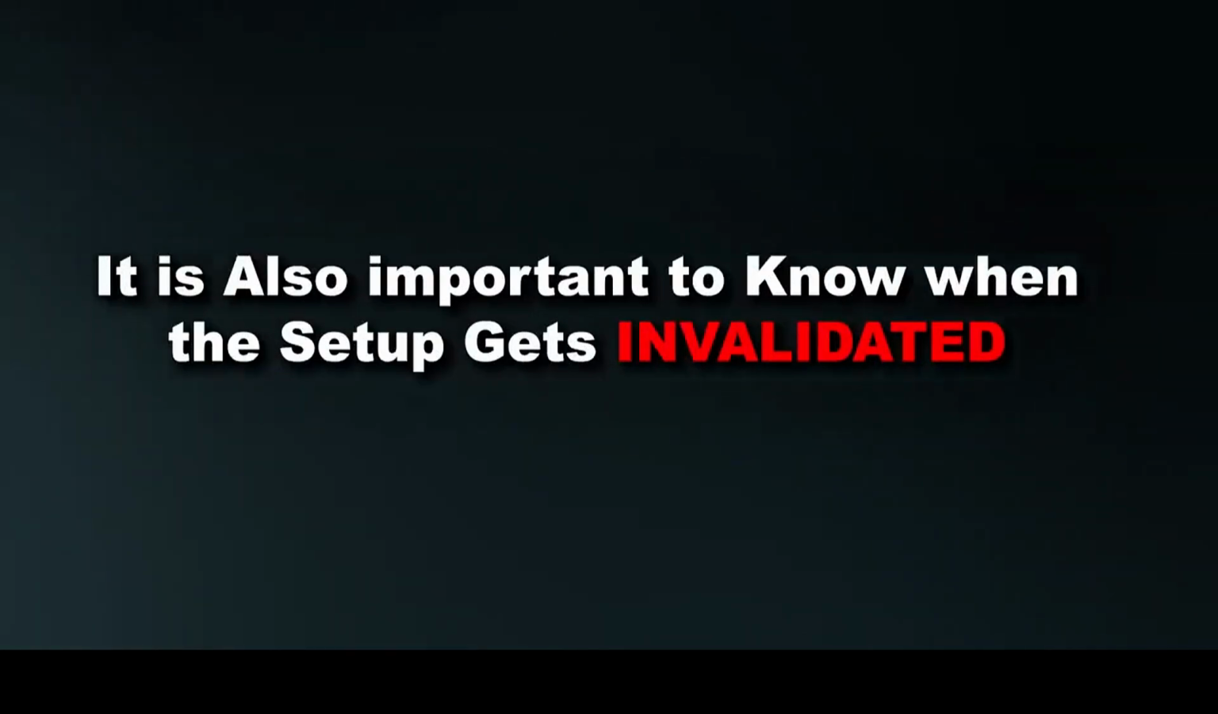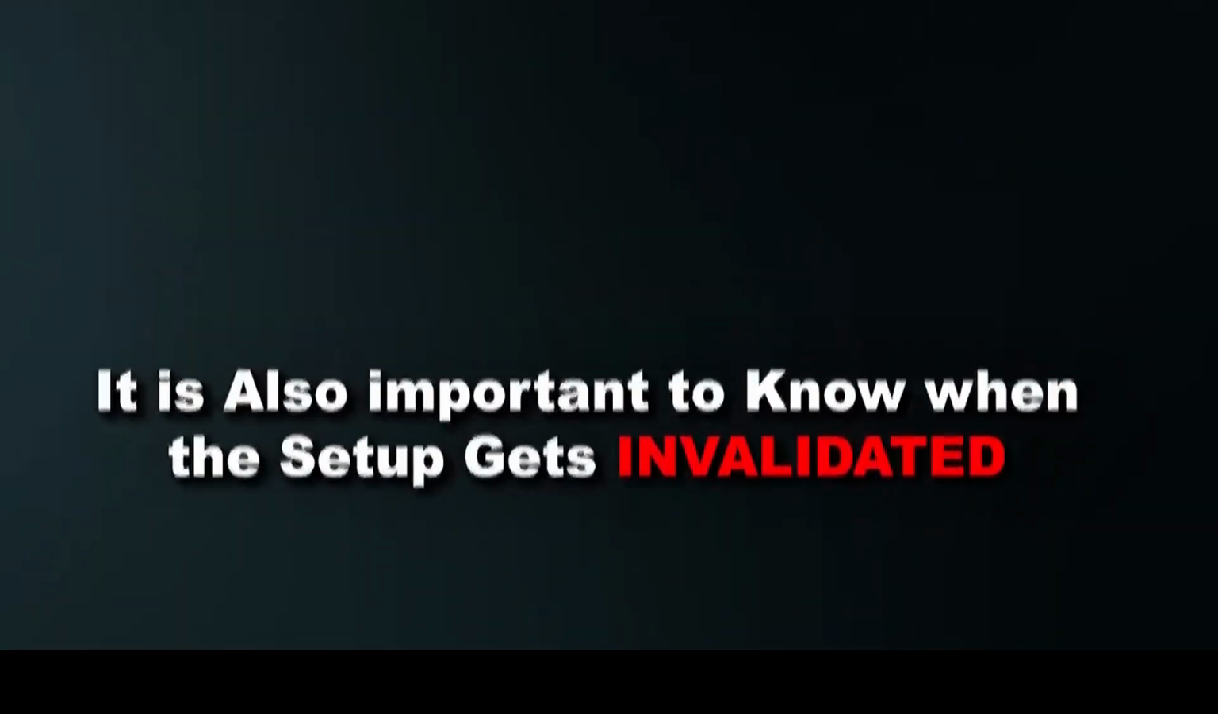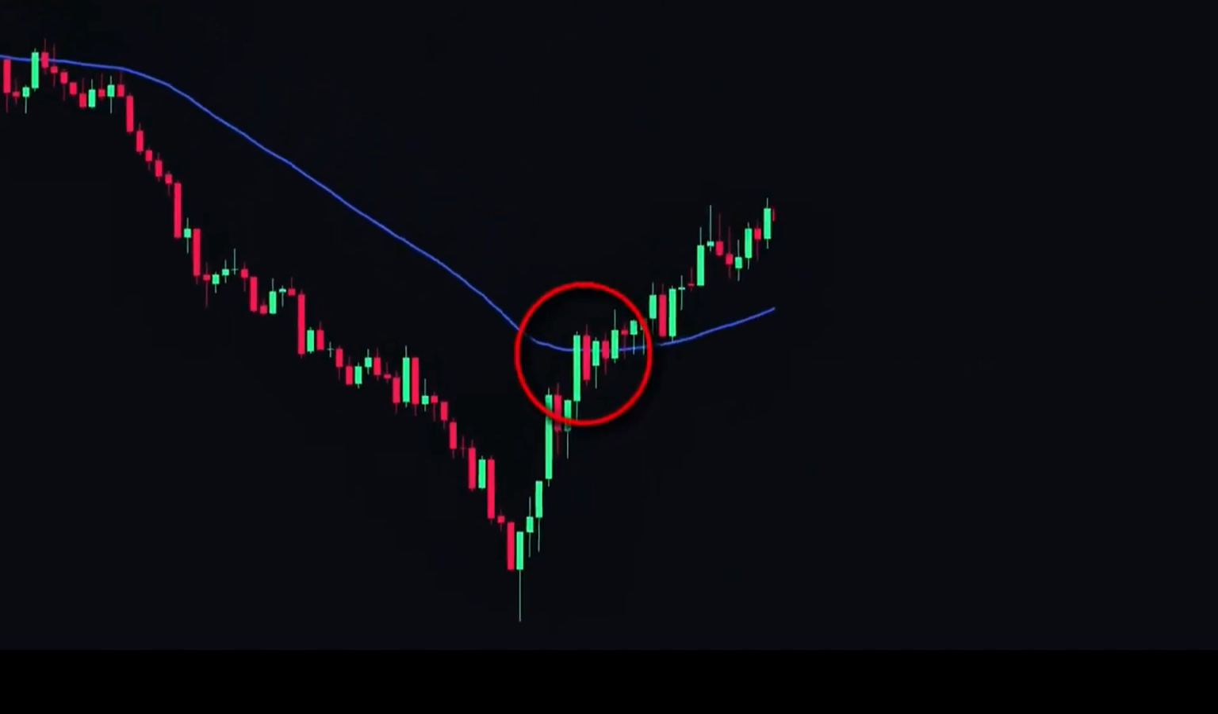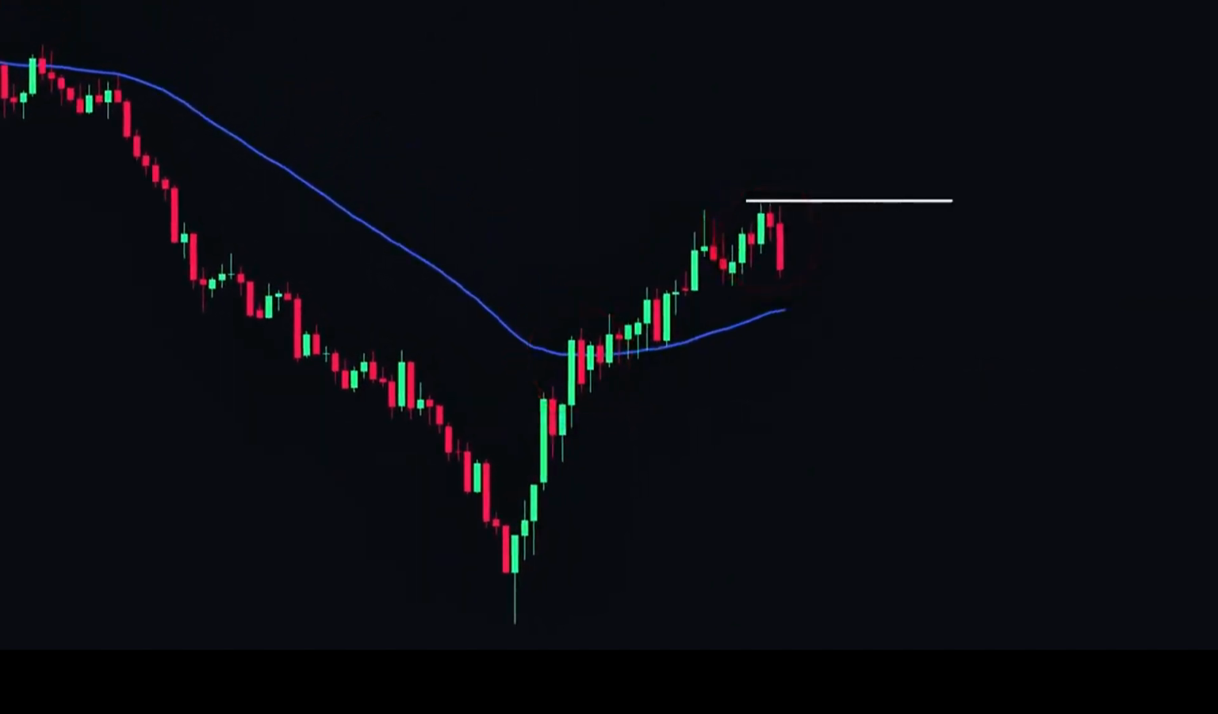Just like knowing when a trade will go well is important, it is also important to be able to recognize when you should cancel a trade when the setup gets invalidated. That's why I also want to show you this example. As you can see, the setup looked good at first. We were trading below the 50 EMA for a while. We then broke out and price reversed, so I drew a horizontal line at the swing high.